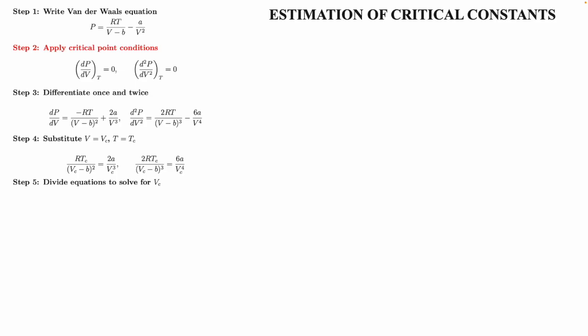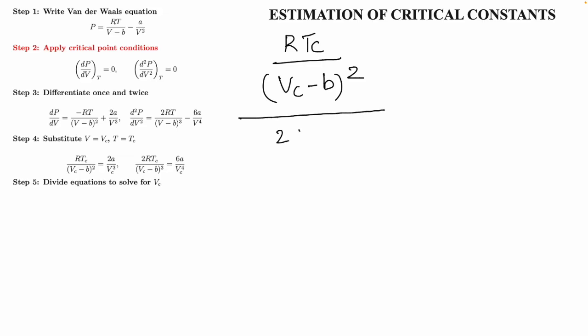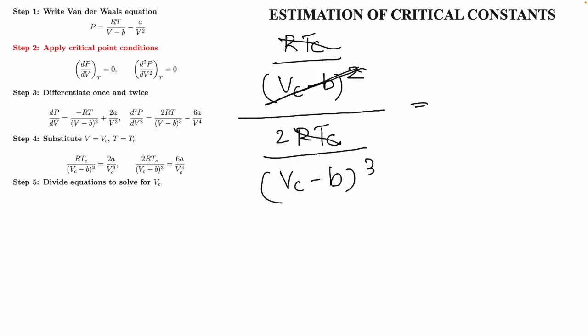Let's divide it. RTc by (Vc minus B) the whole square, divided by 2RTc by (Vc minus B) the whole cube. What does this mean? RTc will get cancelled. This entire (Vc minus B) will go and this will go upstairs, right? (Vc minus B) divided by 2.